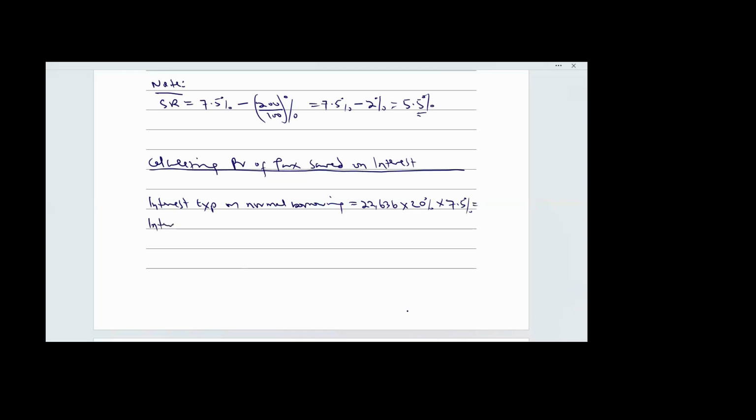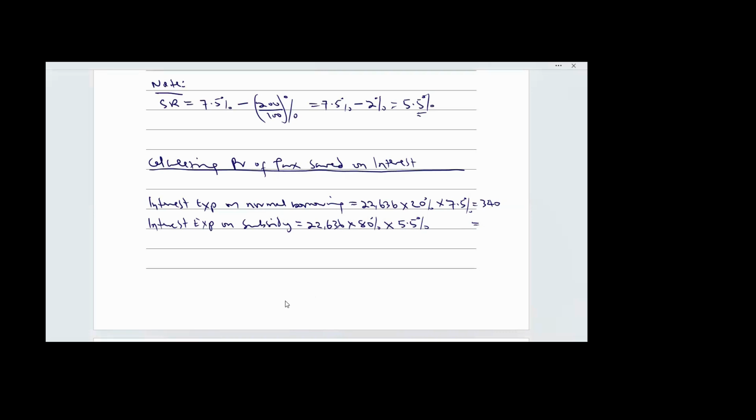Then again, I will calculate interest expense on subsidy, which is equal to the 22,636, which is the gross finance required, multiplied by 80% of the subsidized loan, multiplied by interest rate of 5.5% for the subsidy. So what do you have? Or you're just waiting for me to provide the number? 22,636 multiplied by 0.2 multiplied by 0.075. That's 340. Here is 340.